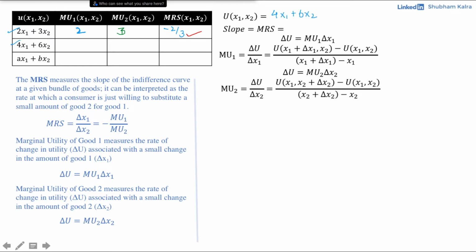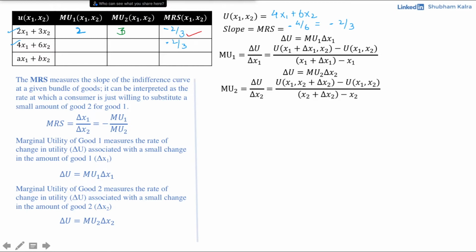Now again MRS measures the slope of the indifference curve at a given bundle of goods, and since this is a linear function, your slope remains the same throughout the indifference curve. Thus, your slope would be equal to MRS, which would be equal to minus 4 divided by 6 in this particular case, which is equal to minus 2 divided by 3. Hence, your MRS is minus 2 divided by 3. Now, let's calculate your marginal utilities.